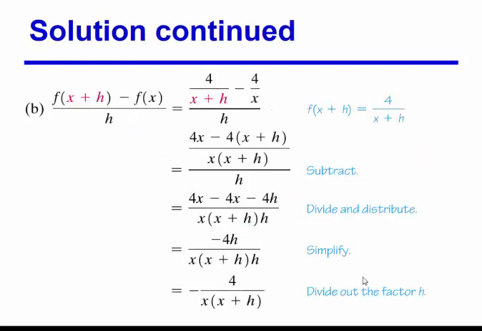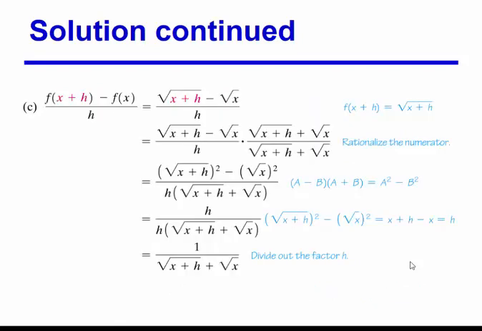Here we have letter B again, f of x plus h minus f of x over h. So here we have 4 over x plus h minus 4 over x, all over h. And then what we do is we start combining. We're going to multiply this function by x plus h, and then this one here by x, which allows us to combine it into one fraction. And then we start combining like terms. And here we end up with negative 4h over x times x plus h times h. We're going to factor out an h, and so we end up with negative 4 over x times x plus h.